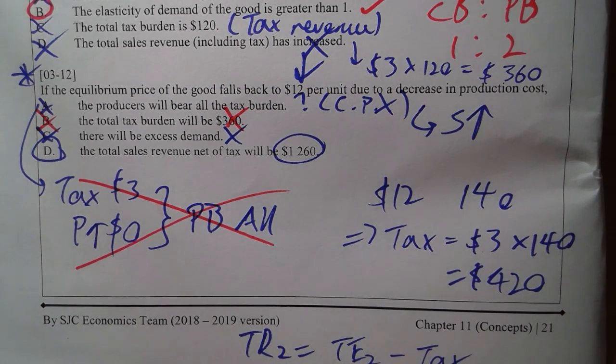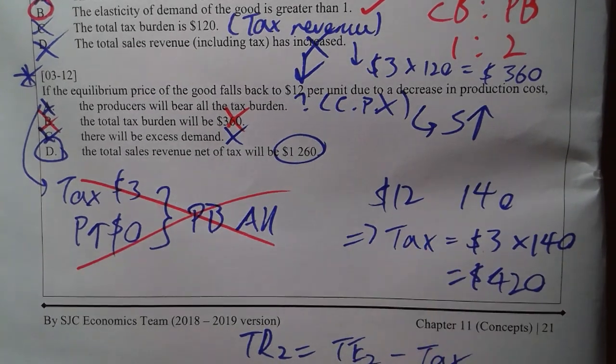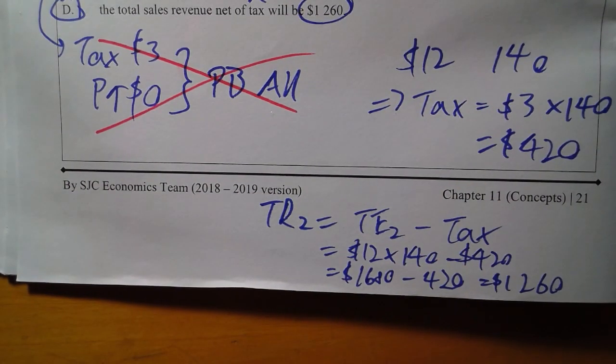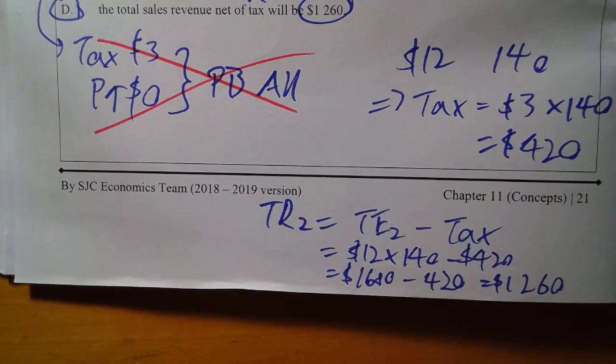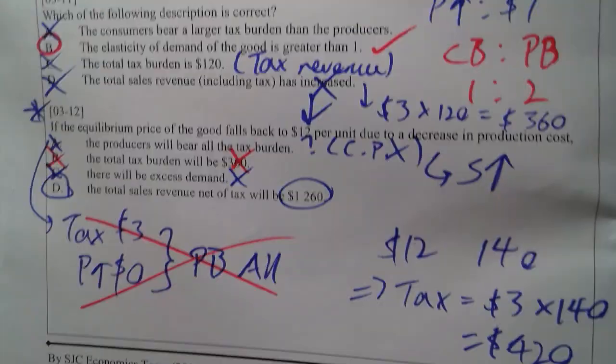Now, whenever you see these kind of questions, when in doubt, just follow the steps and work out the respective tax revenue and the so-called total revenue after tax. Okay, just calculate it step by step, there's no need to be afraid. Once you really work it out, it's fine. Alright, so let us move on.